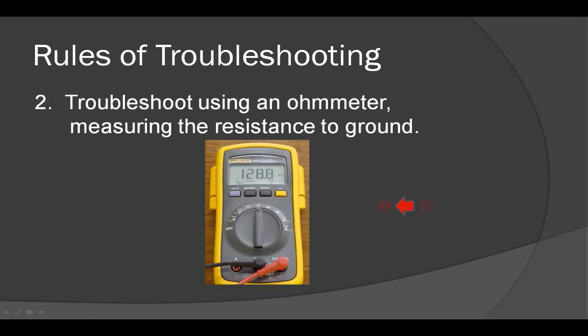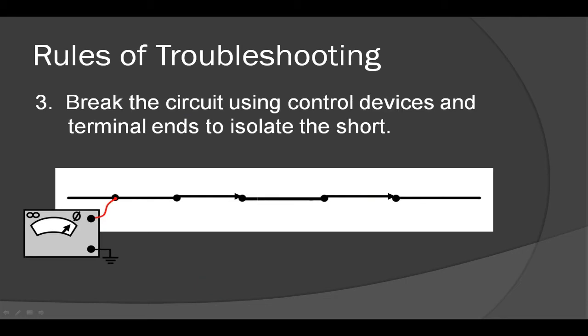Second, when troubleshooting a short, you should use an ohm meter or the ohm meter function on your multimeter. Note that this will require the circuit to be de-energized because we never take an energized resistance reading. Third, you will break the circuit using the control devices and terminal ends to isolate the short. If you open a switch and your ohm meter goes from low to high, then your short is downstream of that switch. When you reclose that switch, the meter should return to 0 ohms.